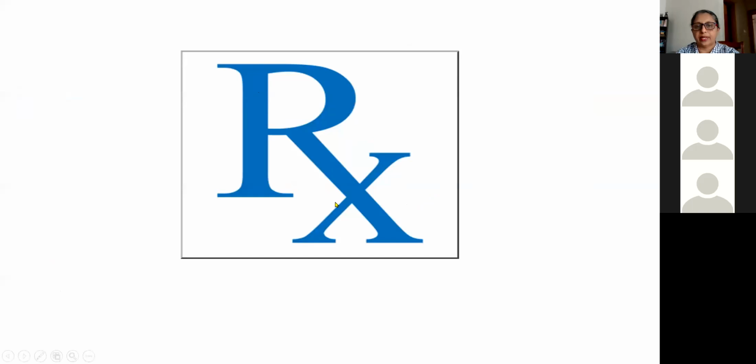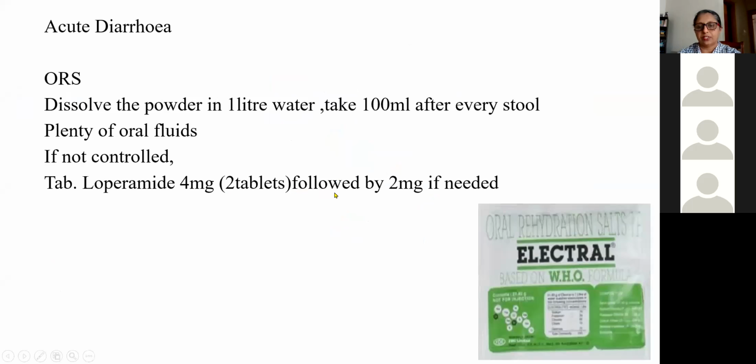So you know how to write this symbol. That is how I will be showing it every time. Whenever you write the Rx symbol, you have to write it like this. The first thing we will be seeing is the prescription for acute diarrhea.